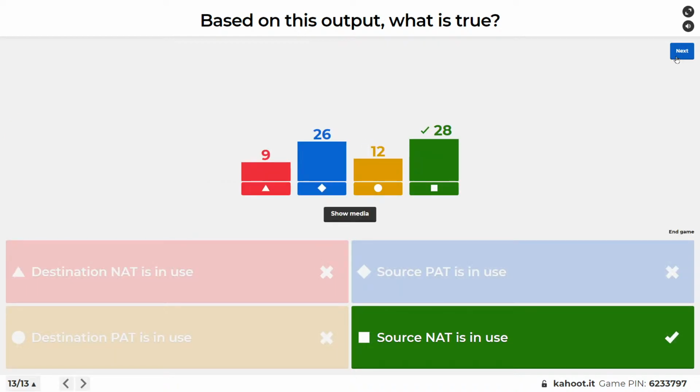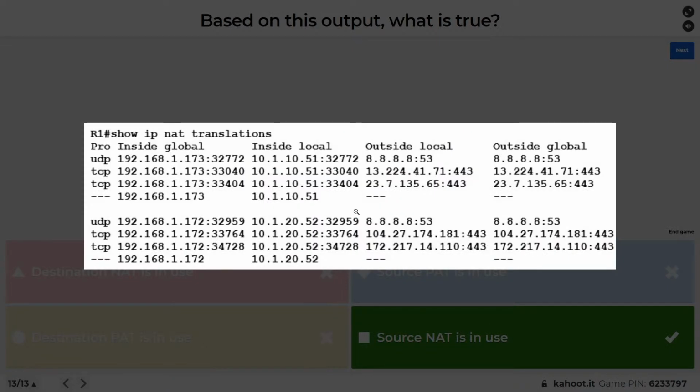Okay, SourceNet is in use. Whoa, wow, I think the last question was maybe the hardest there. Let's talk about that just for a moment. Let me grab a pen and show IP NAT translation. I have a really fun video about NAT lingo. Let me tell you about this output.